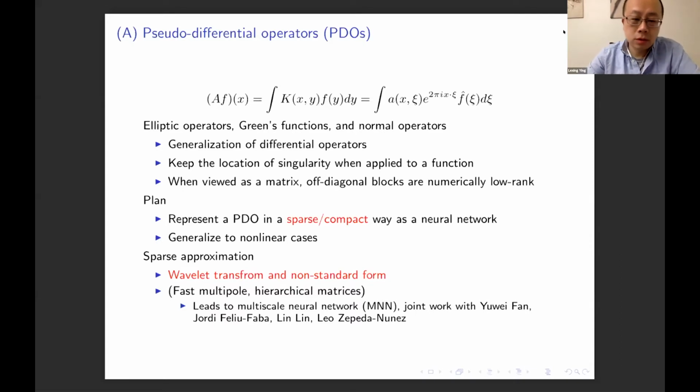So the sparse approximation that we're going to use is based on the wavelet transform. This is related to Stefan's talk, the previous talk. The specific form that I'm going to use is something called the non-standard form of wavelet decomposition, which I will describe in the next slide. I would like to mention that besides the wavelet form that I'm going to talk about here, we can also use related decompositions, such as the fast multipole method and hierarchical matrices, and we also have some other work in that direction, but I'm not going to talk about it today.